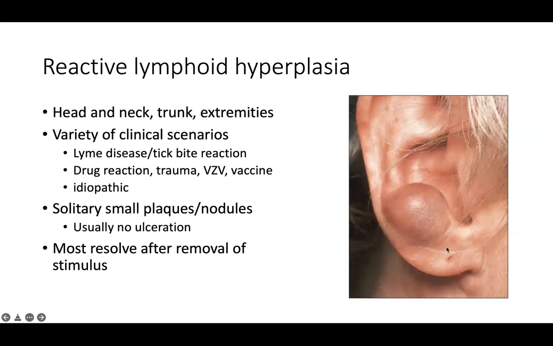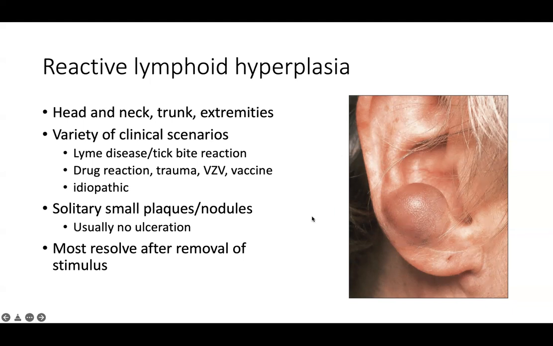You can see the clinical image here on the right with some type of nodule in the lower ear. It can occur anywhere. Most often it's seen on the head and neck, trunk, and extremities. The variety of clinical scenarios include after some type of trauma, some type of tick bite. For example, Lyme disease and tick bite reactions are associated with this reactive lymphoid hyperplasia. You can see this in drug reactions, trauma, as I said, some viral infections, and even after vaccines.